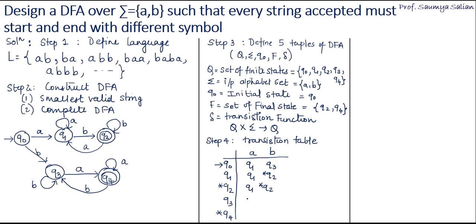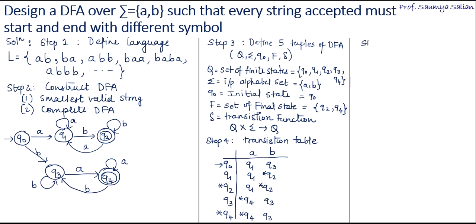Q3 on A goes to Q4. Q3 on B goes to Q3. Q4 on A goes to Q4. And Q4 on B goes to Q3. So let's mark our final states here. Okay.